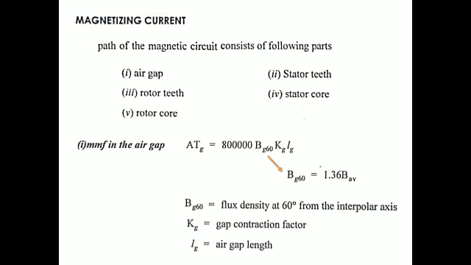On this consideration only, they can plot on this content, which means BG60, and Kg is nothing but the gap contraction factor, and Lg is nothing but the air gap length. So the descriptions are given below. BG60 is nothing but the flux density at 60 degrees from the interpole axis. The 60 degree is a constant value which is used to create the flat values.